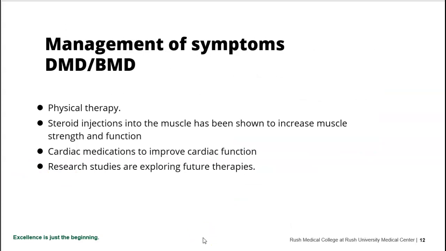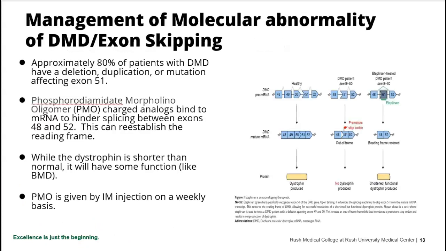So management of patients with Duchenne's: physical therapy, again, every time the muscle contracts, you're going to be in trouble, so it's only going to get you so far. Part of this is an inflammatory reaction, so steroid injections have been shown to increase muscle strength and function. Cardiac medications improve cardiac function and afterload. And research studies exploring future therapy. I shouldn't even say research studies because a lot of these are now FDA approved.